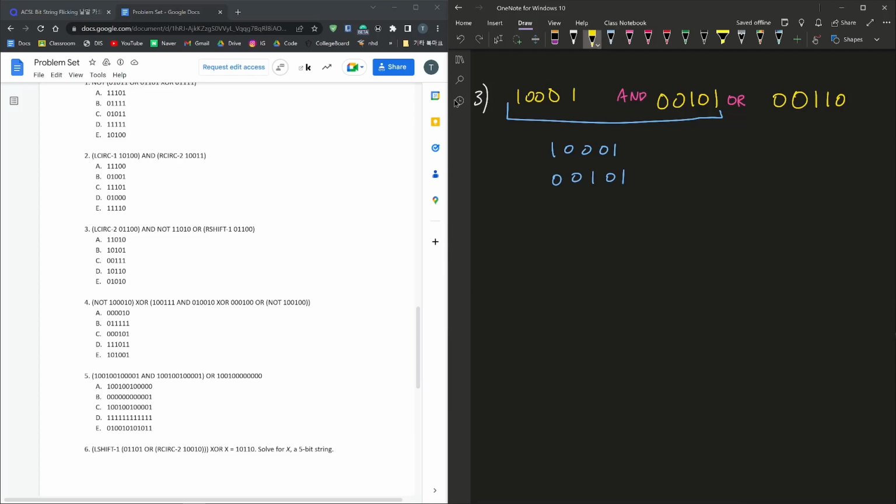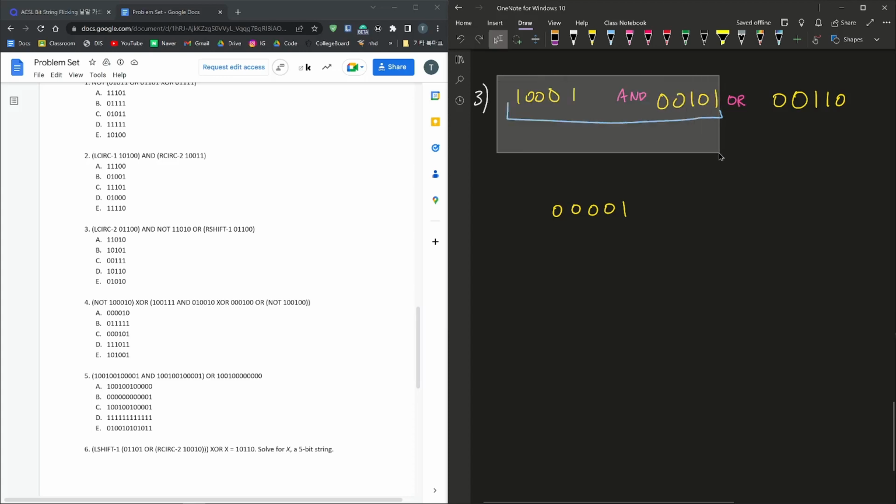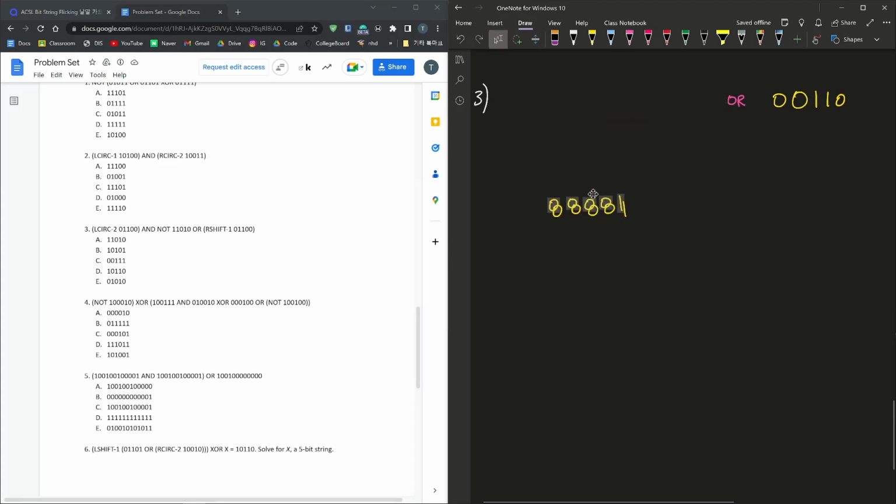Sorry for the voice crack. 001. Sorry, 001. Okay. We can replace this entire part with 00001. Remember, for OR, if at least one of the digits is a 1, then the output is a 1. So our final answer is 00111, which will give us C as the correct answer.